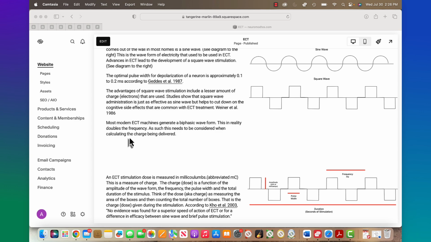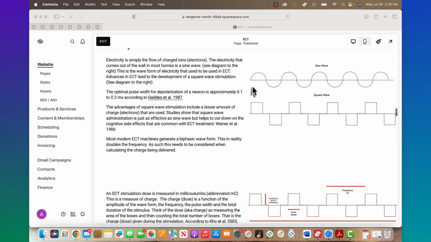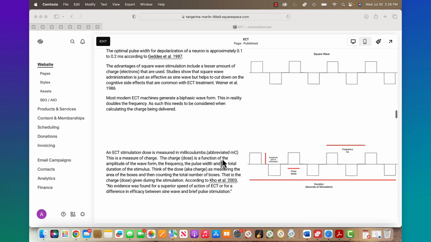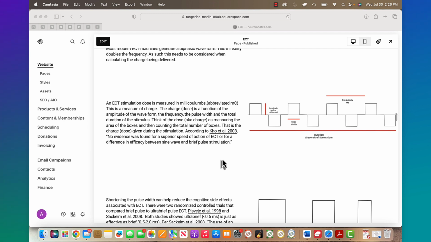Most modern ECT machines generate a biphasic waveform, as you can see right here, so above and below this x-axis. So in reality, this doubles the frequency, and that's something important to keep in mind when you're actually doing calculations. And as you can see, these are just a series of boxes, and these various parameters add up to give us our total amount of energy or charge that we are giving to the patient.